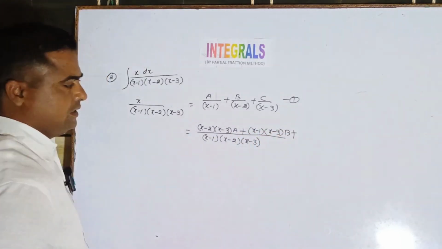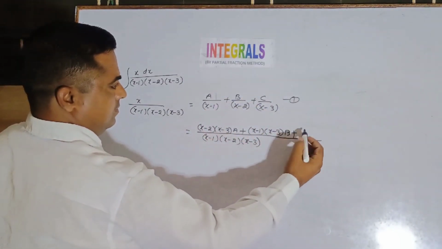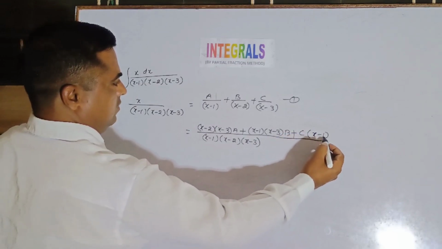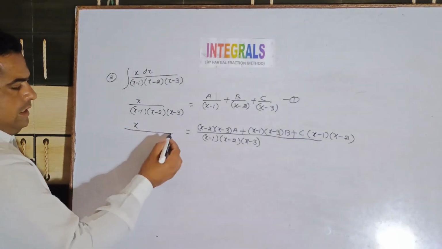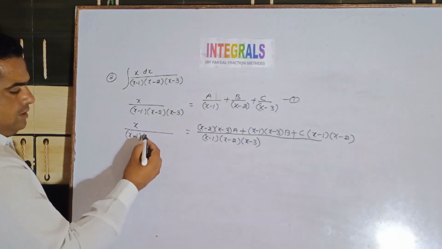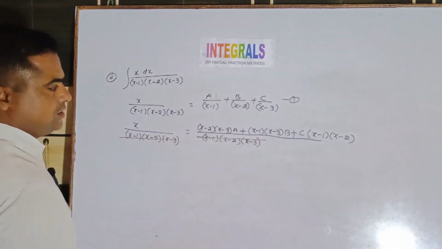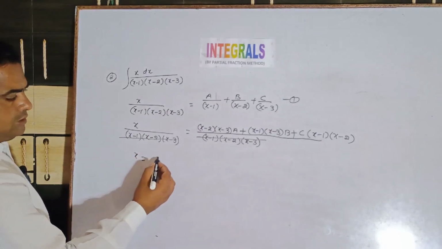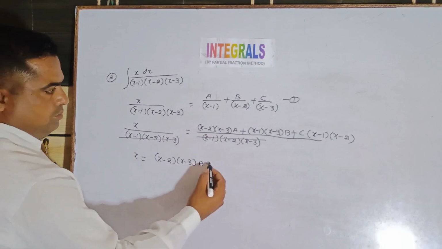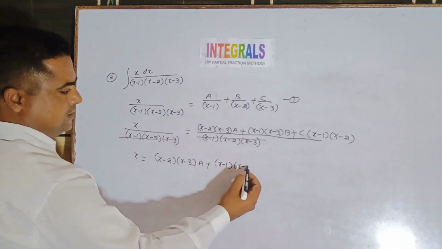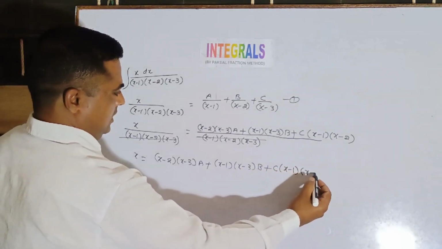into B plus now we will divide by x minus 3 in this denominator. So we will get here (x minus 1)(x minus 2), correct? Left hand side will be same, (x minus 1)(x minus 2)(x minus 3). Now this term will be cancelled out by this term. We will get here x is equals to (x minus 2)(x minus 3) A plus (x minus 1)(x minus 3) B plus C (x minus 1)(x minus 2).